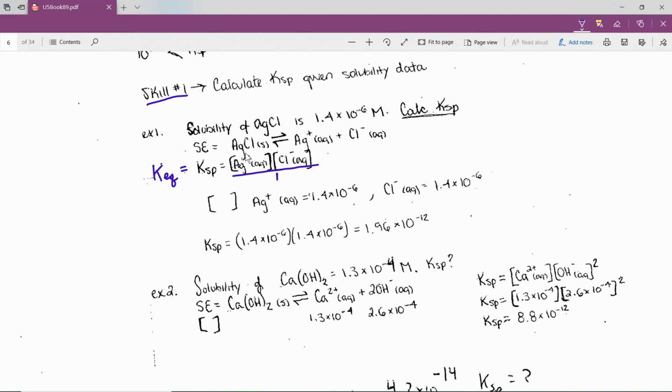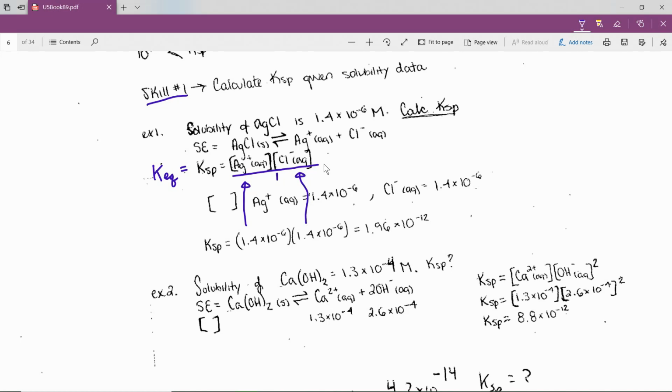So if I know that I can dissolve in 1 liter 1.4 by 10 to the minus 6 moles, or 1.4 micromoles, right? Then I would form 1.4 micromoles of Ag plus and 1.4 micromoles of Cl minus. So you would have those values, you plug them into your KSP, right? Your Ag plus and your Cl minus. So 1.4 by 10 to minus 6 times 1.4 by 10 to minus 6, and it's 1.96 by 10 to minus 12.